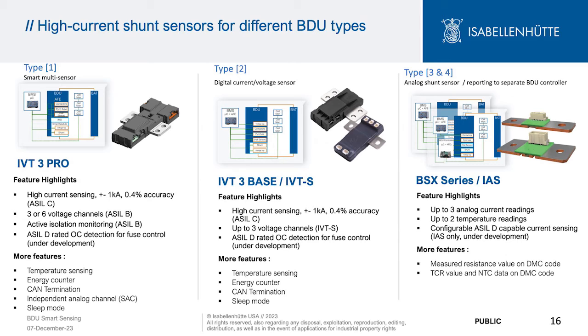Further features here are measured resistance value that can be printed on the data matrix code, and also even TCR value and NTC data that can be printed on the data matrix code for the BSX series, which enables the customer to get to a higher accuracy because it enables the customer to do active temperature compensation in their battery management system.